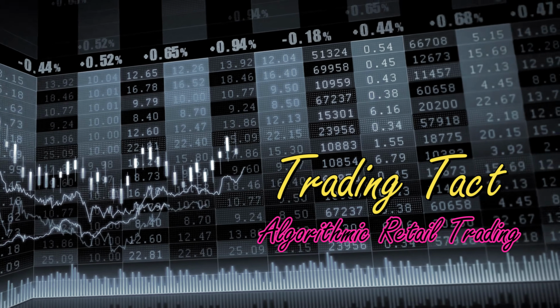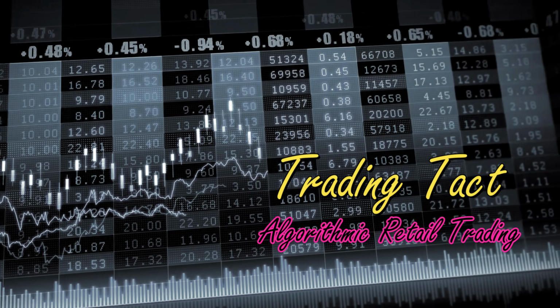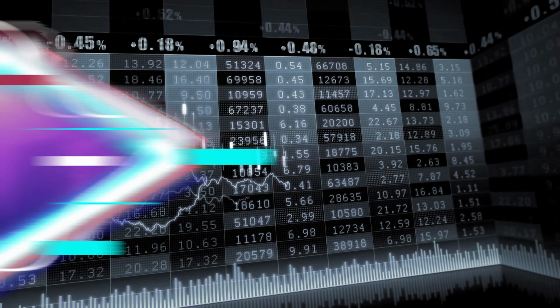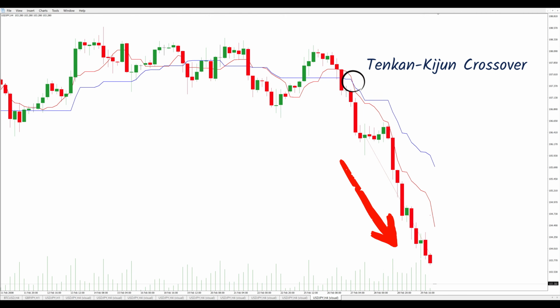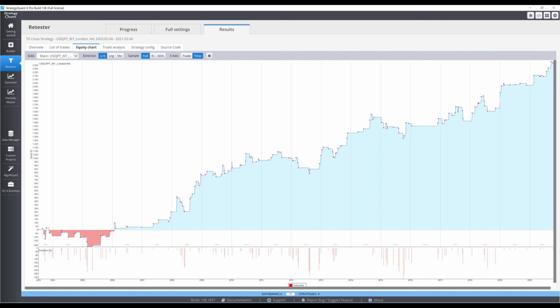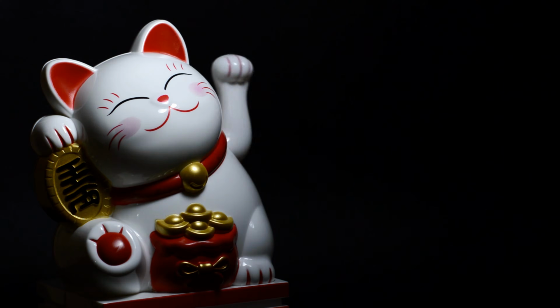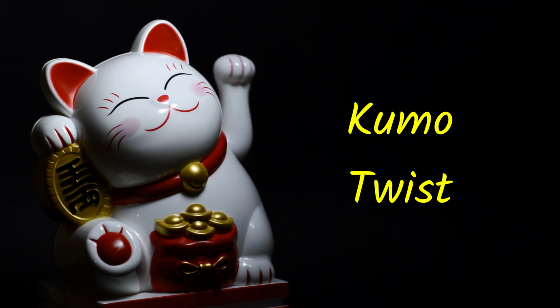Today, I'm going to share another cool strategy using one of my favorite indicators, the Ichimoku. Flashback to 2022, I shared a Tenkan Kijin crossover strategy for the 4-hour dollar-yen, which is the most popular way to use the Ichimoku. This time, I'll share a more obscure technique, the Kumo twist.